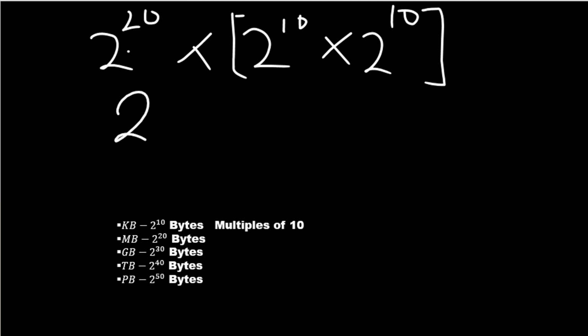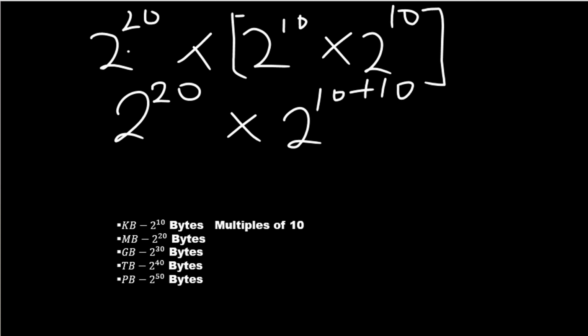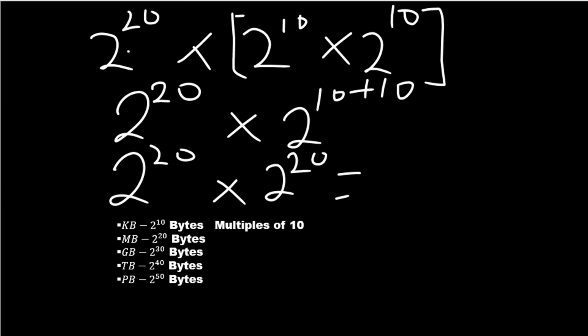So now we have 2 to the power 20 multiplied by, from algebra, we know that if it's multiplying, we can sum the powers. So 10 plus 10. This gives us 2 to the power 20 times 2 to the power 20. We sum the powers again because the bases are the same. So 2 to the power 20 plus 20.